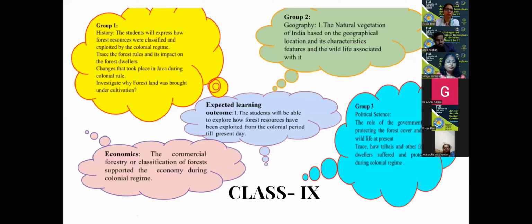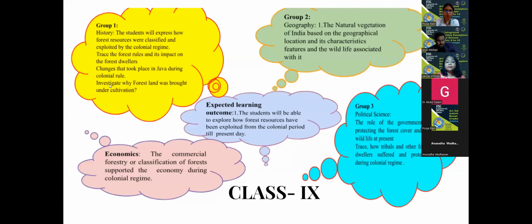They have given a lesson plan showing how we can frame our activities in the classroom. This again we can connect with geography: the natural vegetation of India based on geographical location and its characteristic features, and the wildlife associated with it. We can assign group 3 to political science: the role of the government in protecting forest cover and wildlife at present, and tracing how tribals and other forest dwellers suffered and protested during the colonial regime.